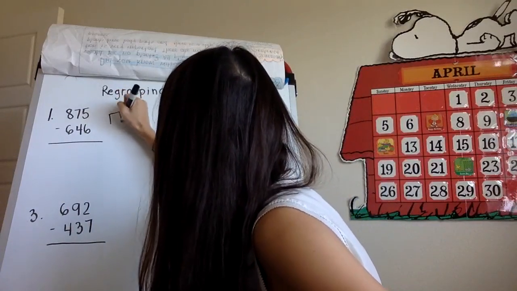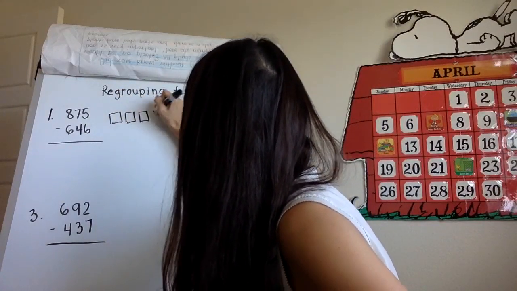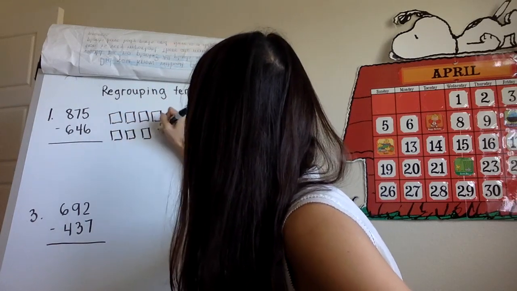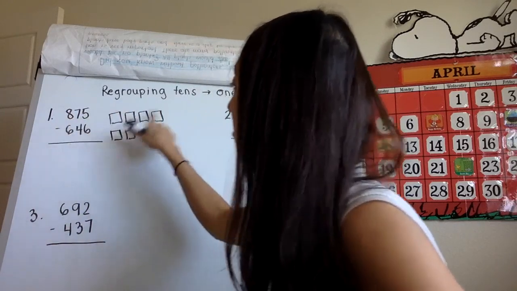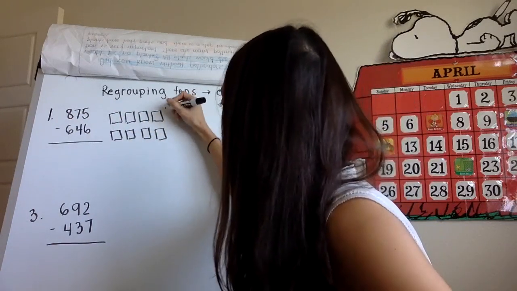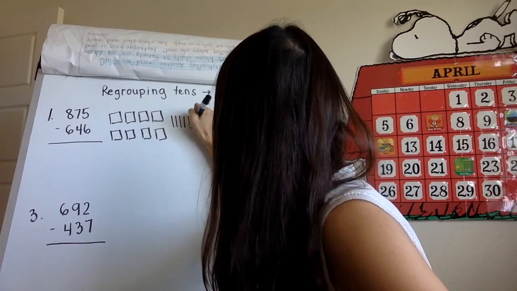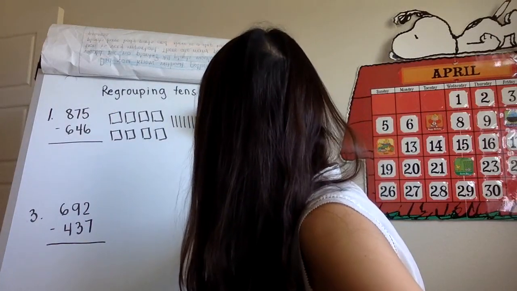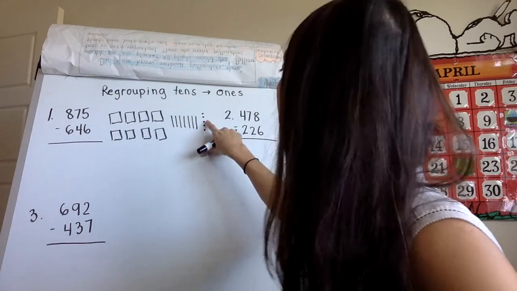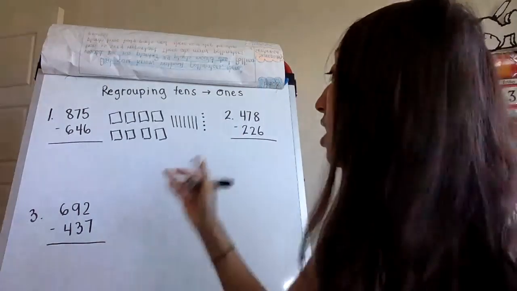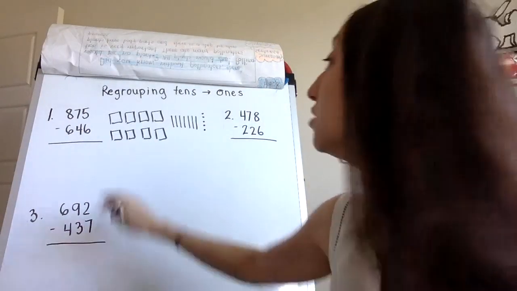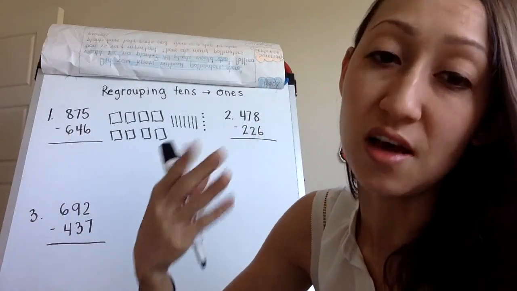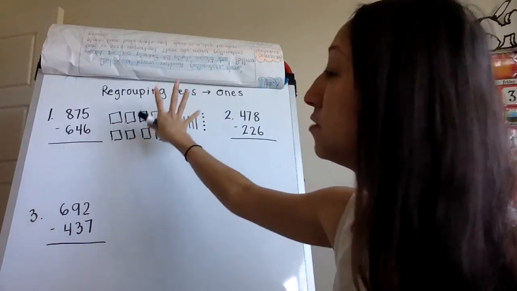Okay, so I'm going to draw 800. It's a lot of hundreds. Let's see if I can make it all fit. I might do 2 rows. Okay, so I drew 800. I have to draw 7 tens. Okay, and the last thing I'm going to draw is my 5 ones. 1, 2, 3, 4, 5. All right. Now, since I'm subtracting today, I'm not drawing more. I'm not drawing 646. I'm crossing out 646 from this number.